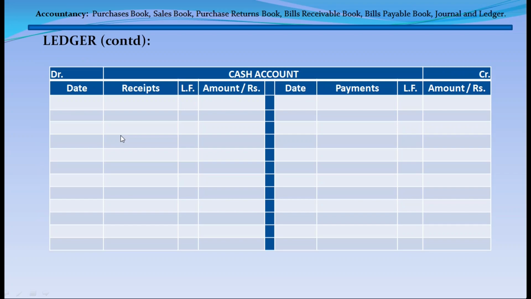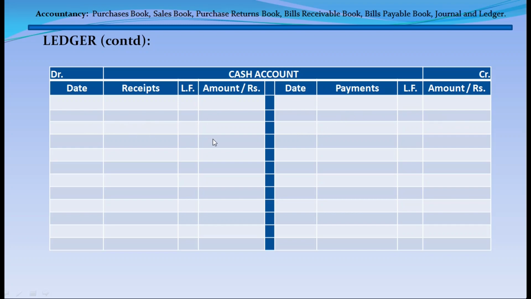The form of ledger account will be like this. On the left side, the debit side: date column, receipts, ledger folio, amount. This is a cash account, so it is receipts; otherwise, for other accounts it will be particulars. Date column, particulars column, ledger folio column, amount column. Similarly, on the credit side: date column, payments column in the cash account or particulars column in other accounts, ledger folio and amount in rupees. This is the format of the ledger.